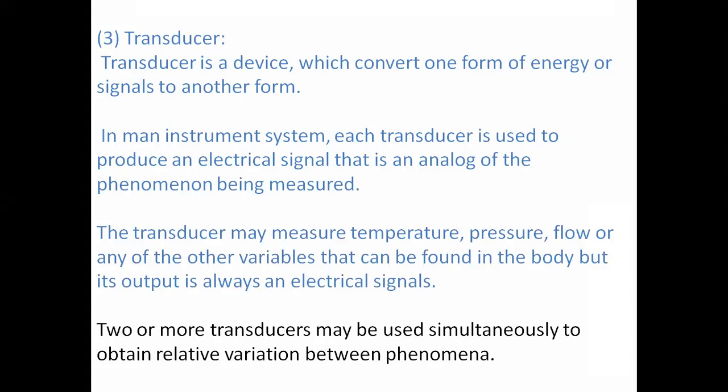Okay. So two or more transducers can be used simultaneously to obtain relative variation between the phenomena. For measuring one particular phenomenon, we can use two or more transducers at a time. If it is not possible to measure using a single transducer, we can use two or more transducers, or it may be a direct or indirect transducer like that.